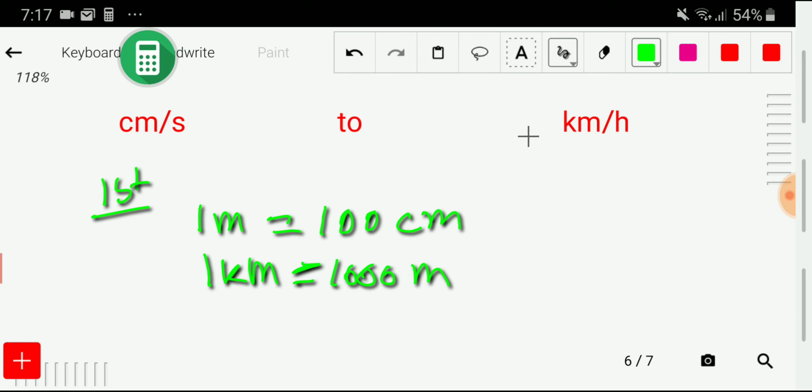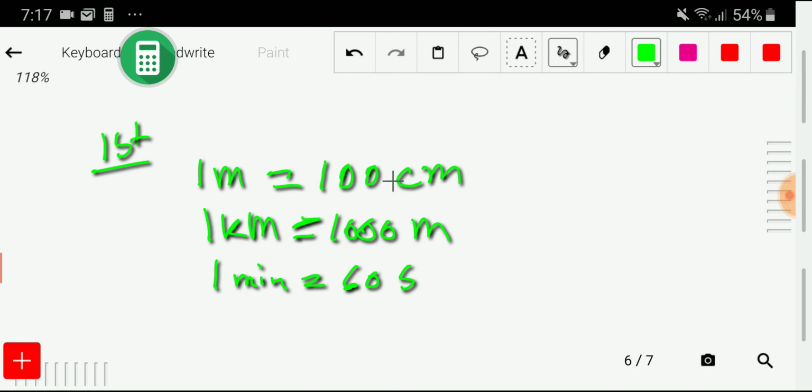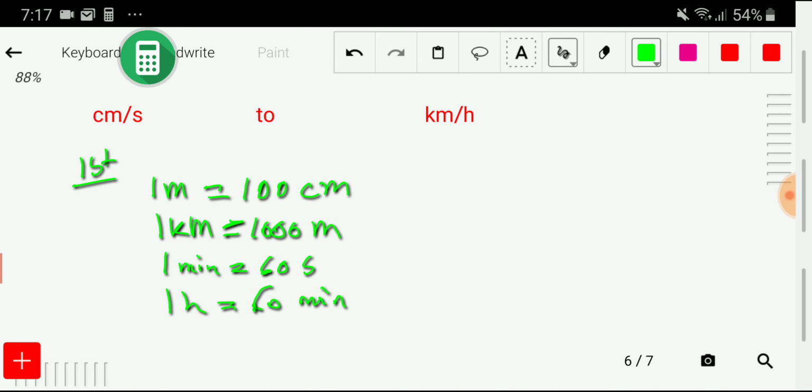Okay. Then we have to write the relationship between second and hour, but there is no direct relationship between second and hour, but we have the relationship between second and minute. So we know that 1 minute equals 60 second, and then we have the relationship of minute with hour, that is 1 hour equals 60 minute. We need these basic 4 equivalents to convert centimeter per second to kilometer per hour, right?